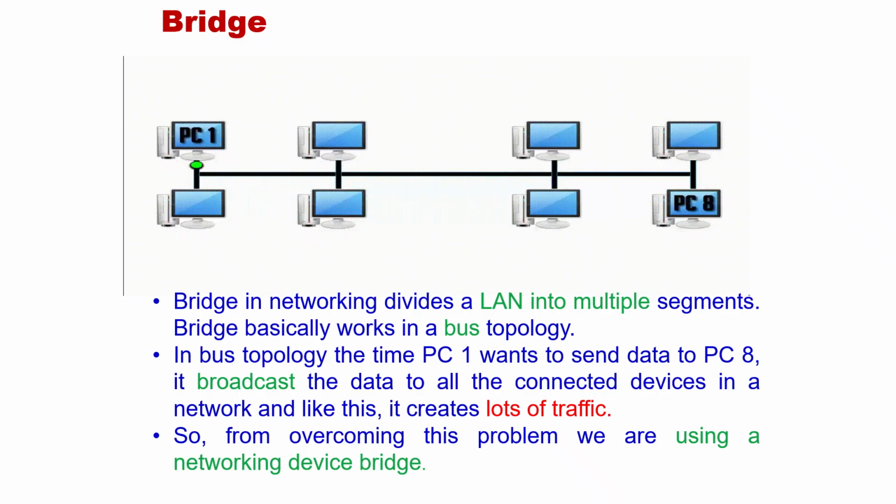So let us look into the bridge. A bridge in networking divides the LAN into multiple segments. A bridge basically works in a bus topology. In a bus topology, if PC1 wants to send data to PC8, it broadcasts the data to all the connected devices. So there is a lot of traffic. To overcome this problem, we are going to use a networking device called a bridge. So let us see how this problem is solved by using a bridge.